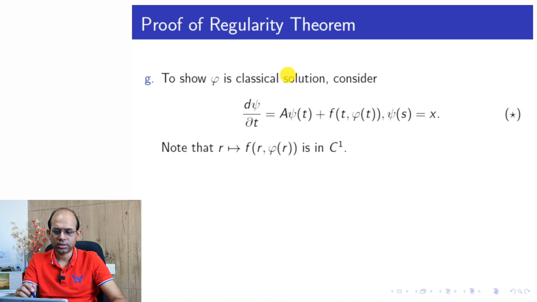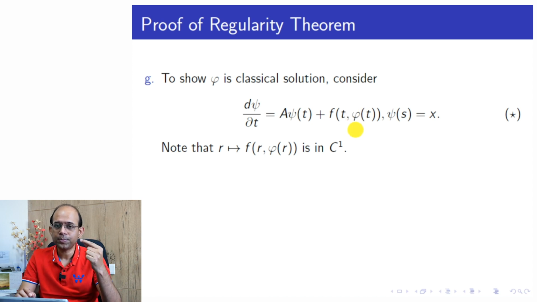To show that phi is a classical solution, we consider another equation. d psi by dt, with exactly the same operator A, is equal to A psi(t) plus f(t, phi(t)), with psi(s) equal to x. See, here I have kept the same phi. This phi is the mild solution of the semilinear evolution problem, SEP. So phi is considered here as known, and we have already proved that the mild solution is sufficiently smooth.